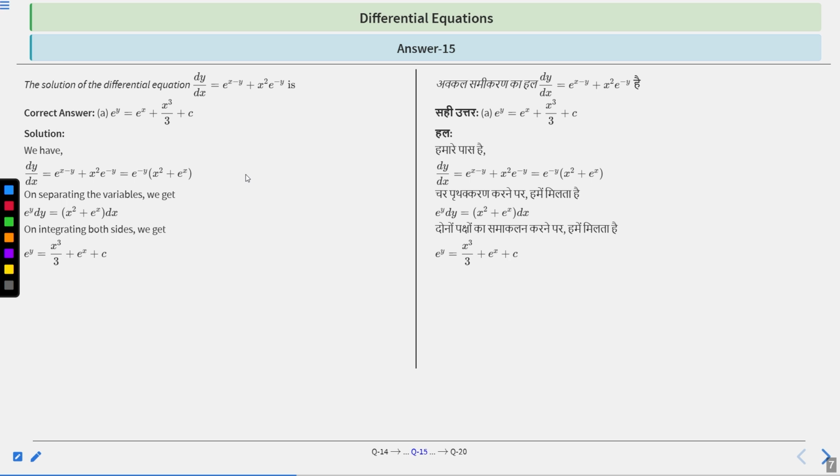e to the power y is equal to x cube upon 3 plus e to the power x plus c. Got it? Therefore, option A is the right choice, in which we have e to the power y is equal to e to the power x plus x cube by 3 plus c. Right? Therefore, option A is the right choice. Got it?